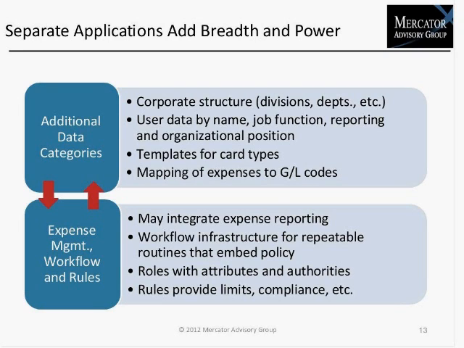So when we talk about additional data categories, we're talking, for starters, about how this application needs to capture the corporate structure of the company, the card customer. Where are the divisions? Where are the departments? The individual users need to be tagged as to where they fit in divisions and departments. So we have an organizational structure, and each cardholder and user can be described in the context of that organizational structure.